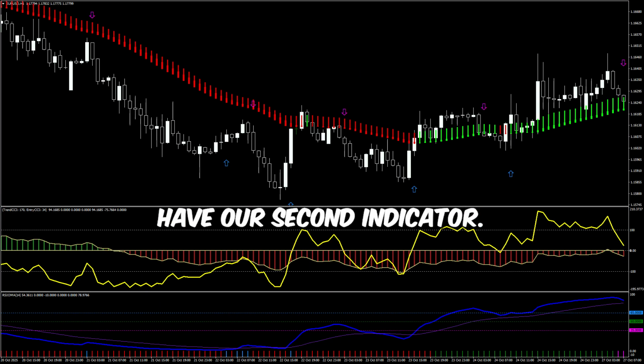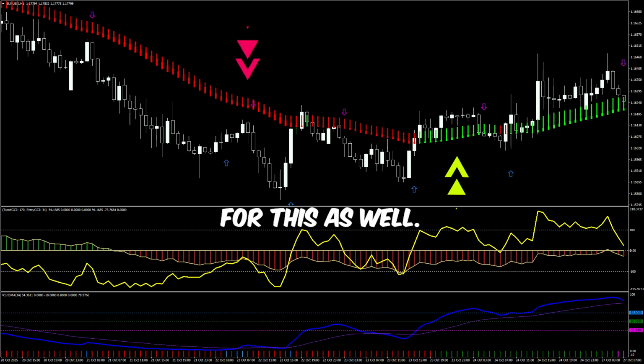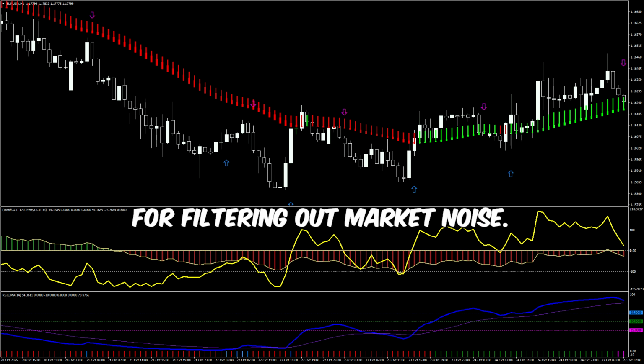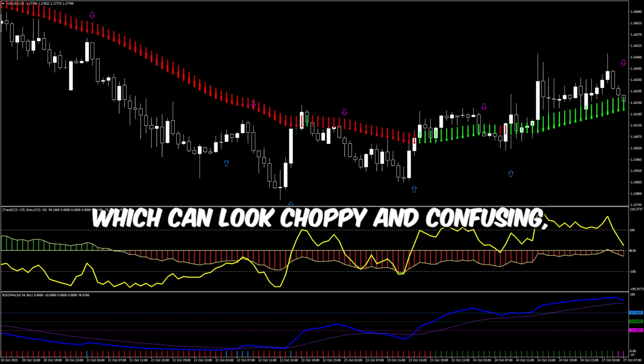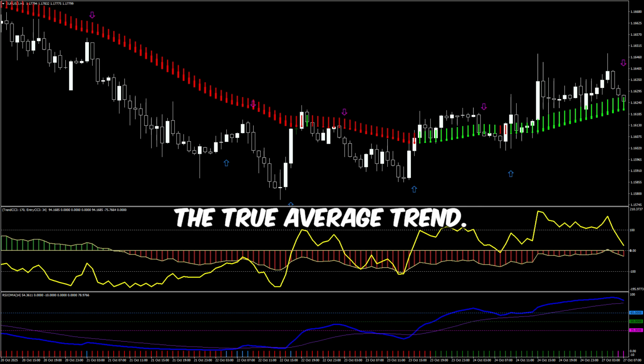Now our second indicator, the Heiken Ashi Smoothed. We are using the default settings for this as well. This tool is absolutely important for filtering out market noise. Unlike standard candlesticks, which can look choppy and confusing, the Heiken Ashi Smoothed visualizes the true average trend. On your chart, you will see it overlaying the price. Visually, it is very simple to read.